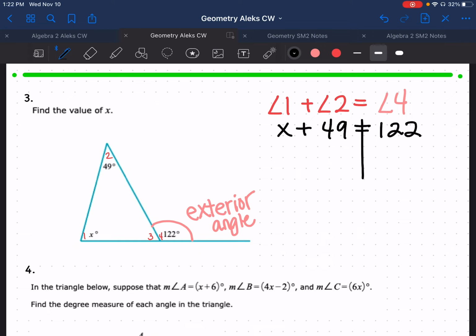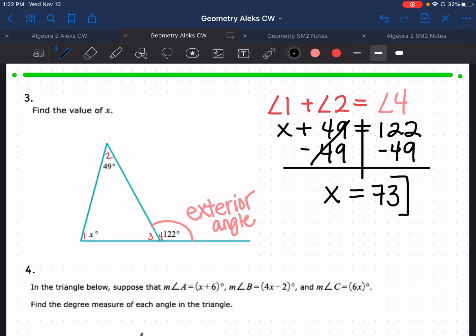And now I can go ahead and solve this problem. All I have to do is subtract the 49 from both sides. No problems there. It's just that I need to know, do I add together or do I subtract? That's what I need to know from this problem. And when I subtract that, I get 73, and this would be my answer.